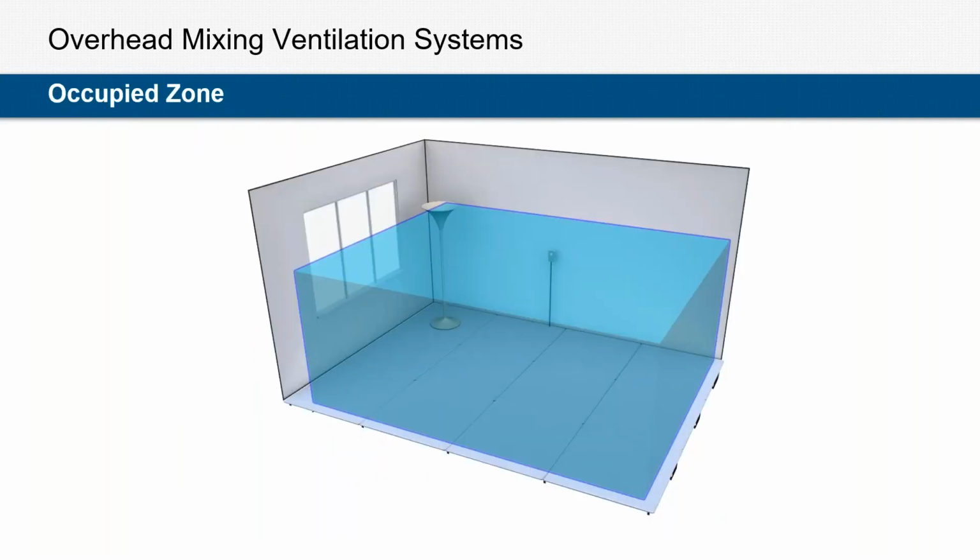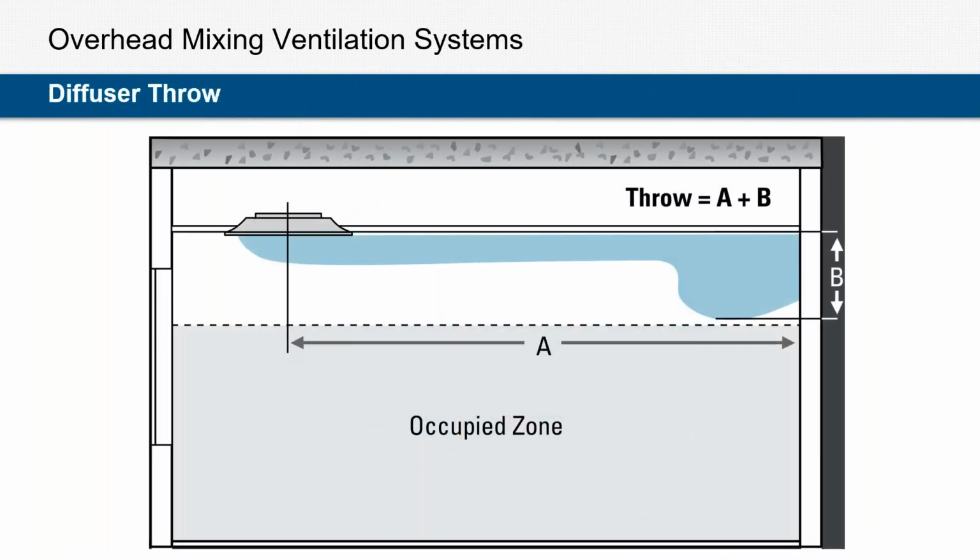So even though we are delivering air at or near the ceiling, it is the occupied zone that we are typically most concerned with. And the occupied zone is defined as 6 feet from the floor, 1 foot from internal walls, and 3 feet from external walls. And so that, when I say occupied zone, that is the space that I am talking about.